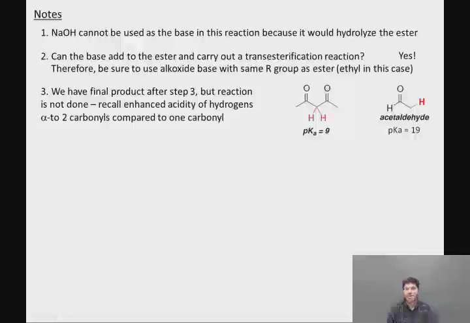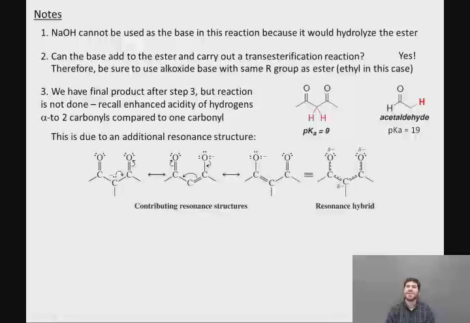Okay, so recall that the hydrogens on carbons next to 2 carbonyl groups are much, much more acidic than the hydrogens alpha to 1 carbonyl. Okay, so they have a pKa in the 9 to 10 range for the hydrogens between 2 carbonyls, as opposed to a pKa of 19 for an alpha hydrogen of a typical carbonyl compound. And this, of course, is due to the stabilization imparted by an additional resonance structure.